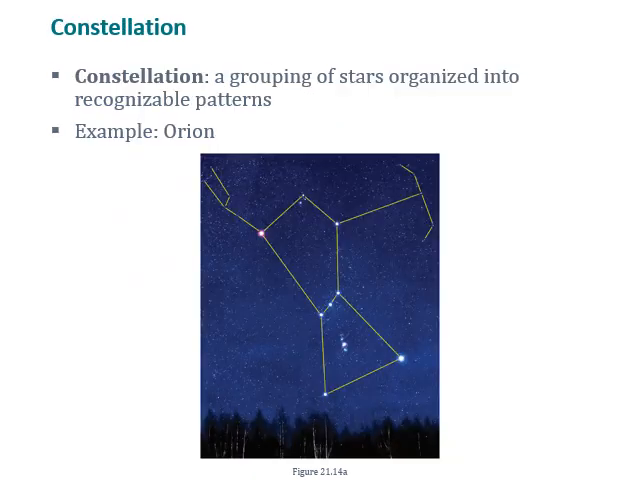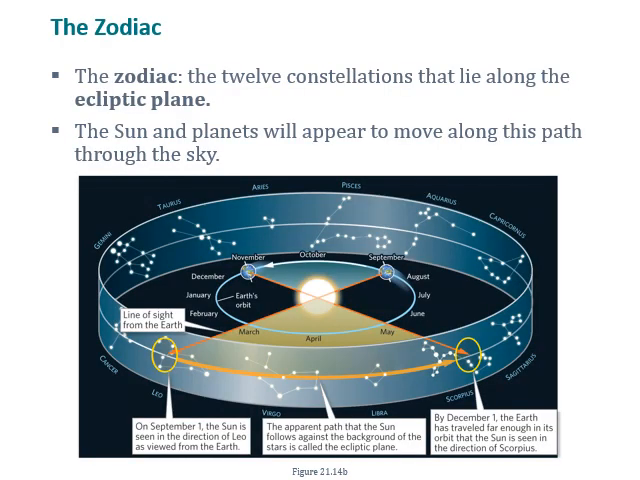Constellations are a grouping of stars organized into recognizable patterns. Here's one example, the constellation Orion. The zodiac are 12 constellations that lie along the ecliptic plane described in previous slides. The sun and the planets appear to move along this path through the sky.